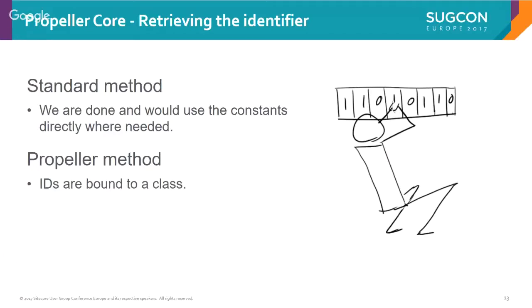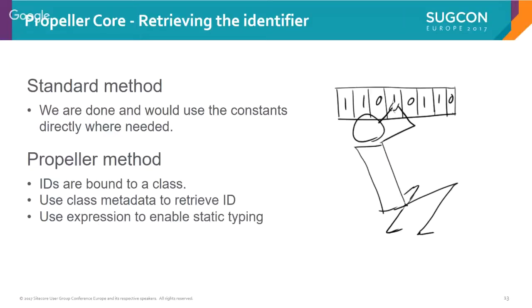Luckily, it is kind of done for you, but because the IDs are bound to the properties, we use the metadata on the class to grab these identifiers. And we can do it in a way where we use expressions to achieve the static typing. That was one of our goals.